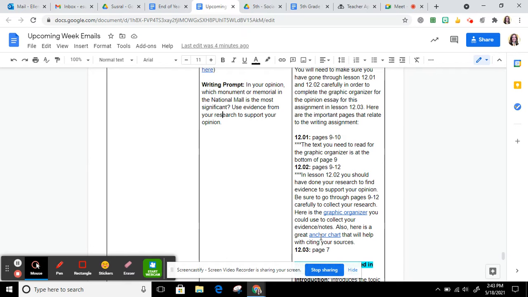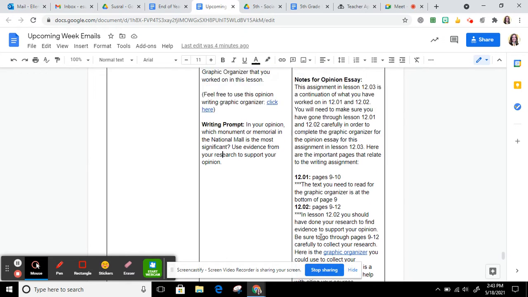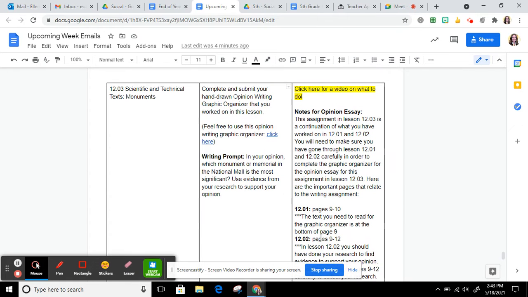You're going to look at page 7 in lesson 1203, where you're going to start organizing your essay using a graphic organizer. You can hand draw a graphic organizer, or feel free to use the opinion writing graphic organizer that I've attached here. It's highlighted in blue right there for you. It comes from a different module, but it's the same setup for an opinion writing graphic organizer, so you don't have to hand draw.